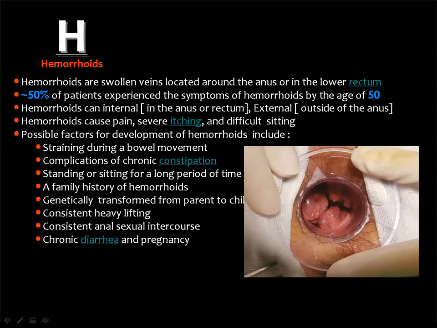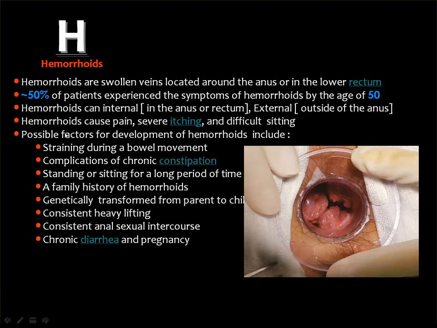And finally, we have two remaining issues, which are hemorrhoids and solitary rectal ulcer syndrome. Hemorrhoids are swollen veins located around the anal canal and the lower rectum, and 50% of patients may have symptoms of hemorrhoids by 50 years of age. The hemorrhoids can be internal in the anus or rectum, or external, projecting outside the anal canal. It may cause pain, severe itching, and difficulty sitting.